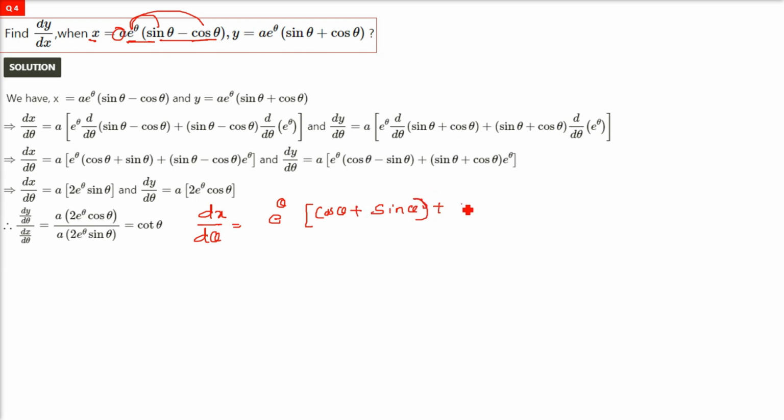Plus. Now sin theta minus cos theta, and e to the power theta will be e to the power theta only. This is the product rule I have employed. So can we resolve it?